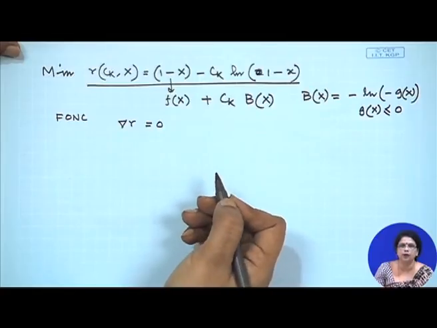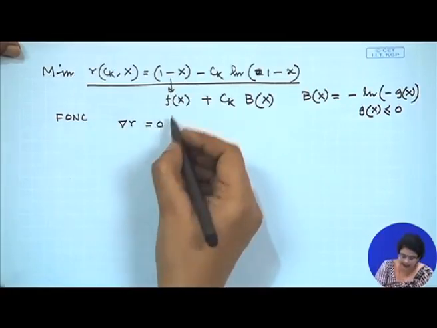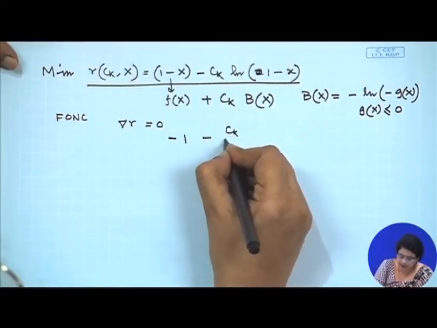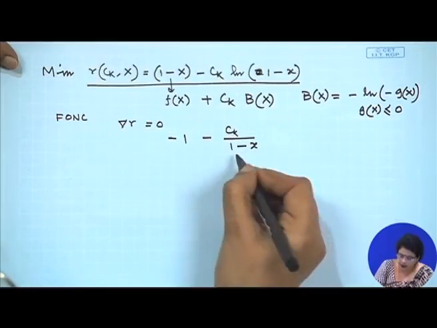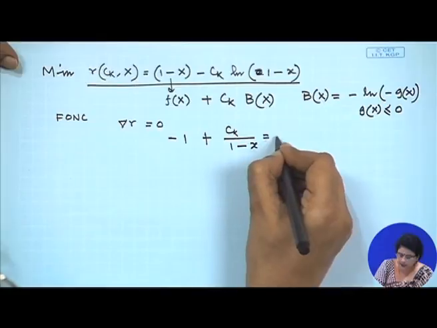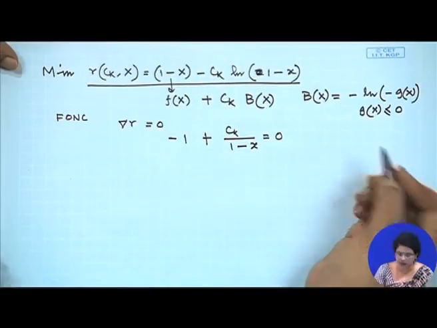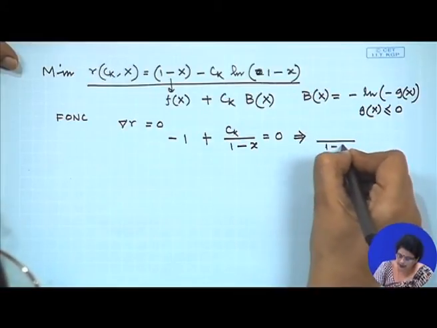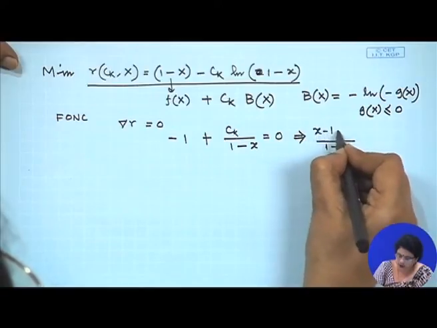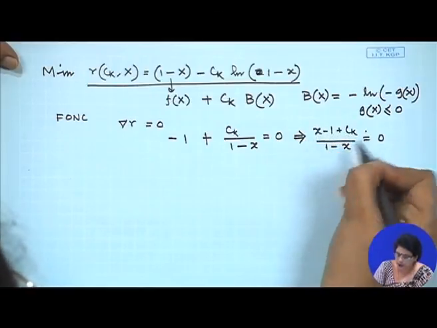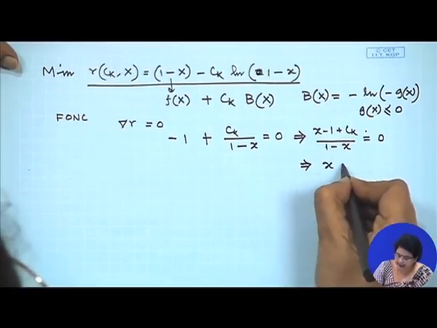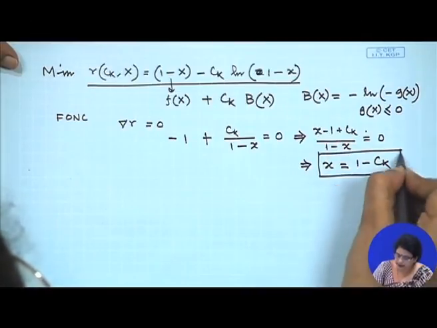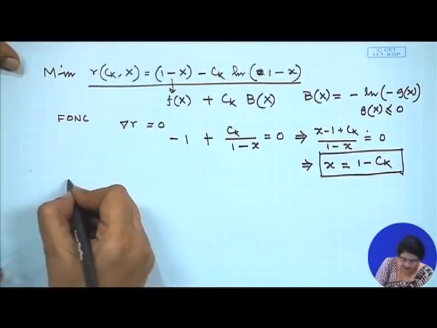Now, there is only one variable here, that is why this is equal to minus 1 minus c_k divided by 1 minus x, and because of 1 minus x, this is plus, this is equal to 0, all right, this is the first order condition. If I just take x, then x minus 1 plus c_k is equal to 0. From here, we are getting x is equal to 1 minus c_k. Clear?